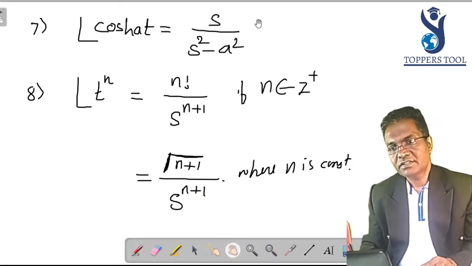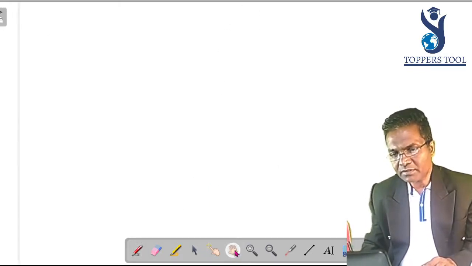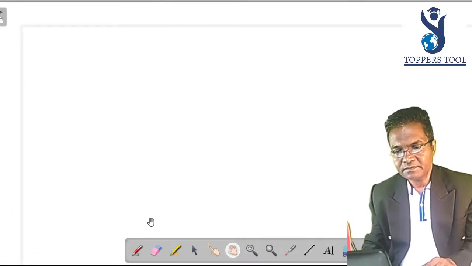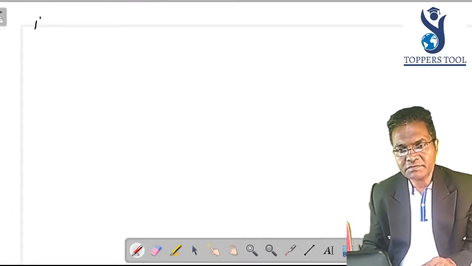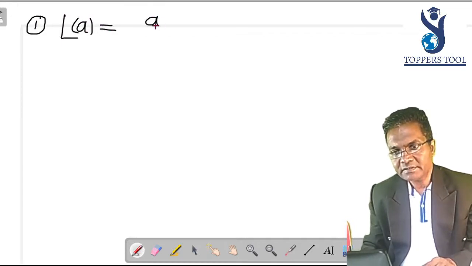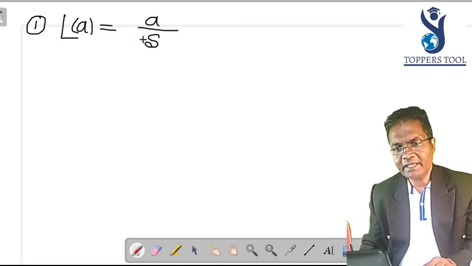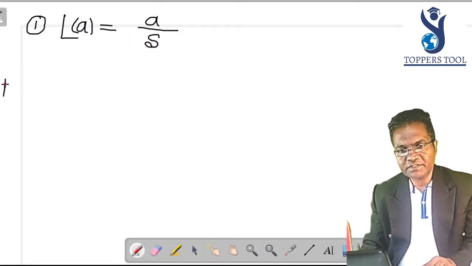So let's have proof for this. First one, as I mentioned, the Laplace transform of a is a by s. Let's prove this.